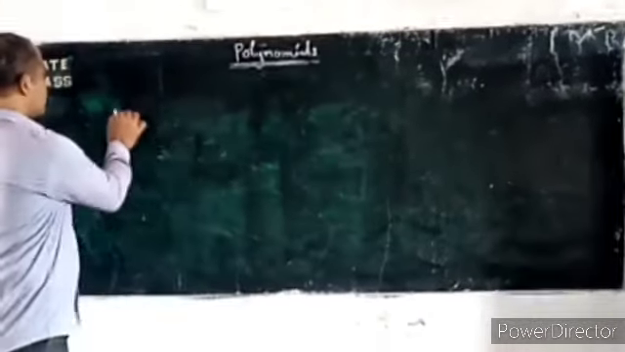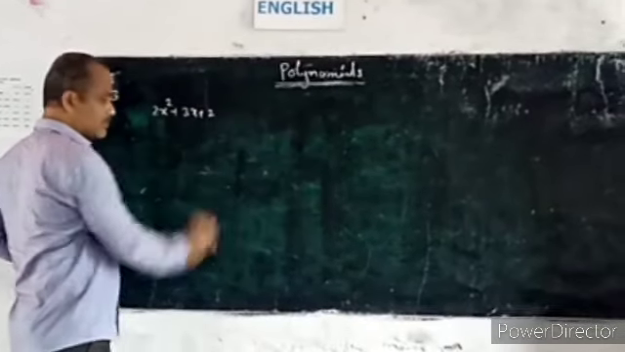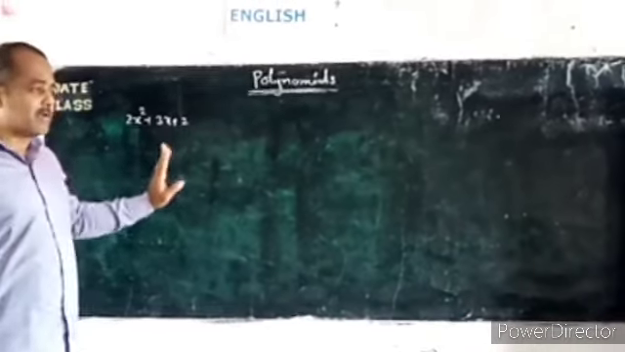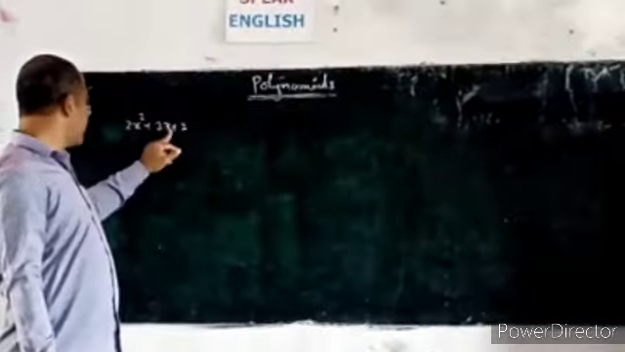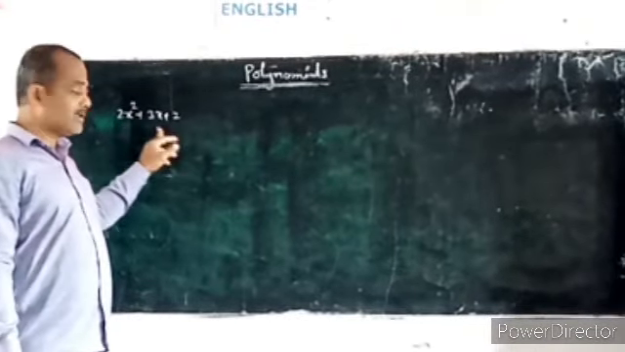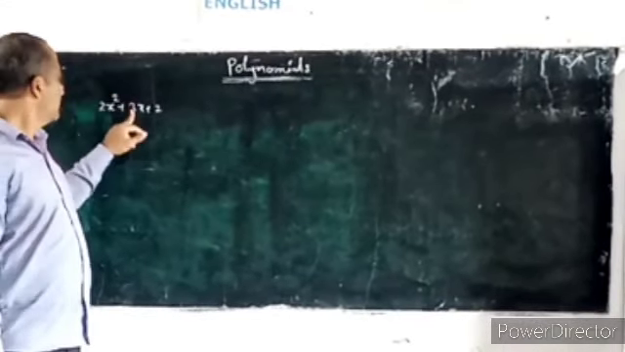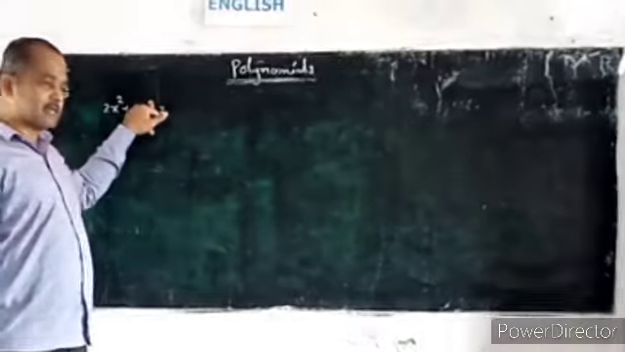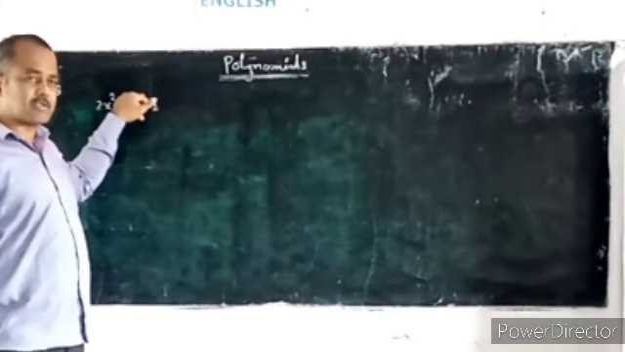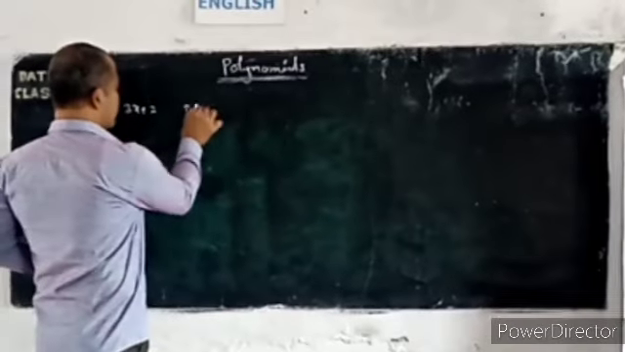For example, 2x square plus 3x plus 2. It is a polynomial. Why? Because here only one variable exists, that means x. Here x has power 2, exponent is 2, that means a positive integer. Here no power means 1 is there. So 1 is also a positive integer. So it is a polynomial. Okay?